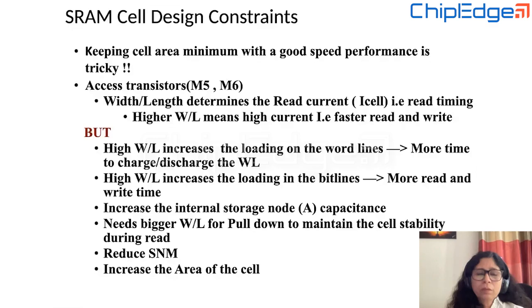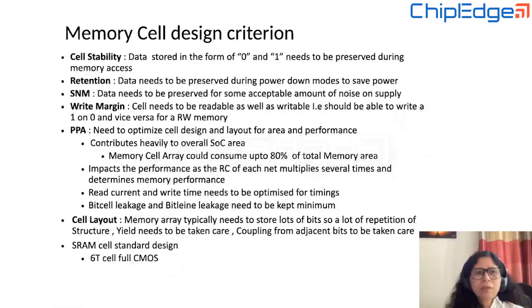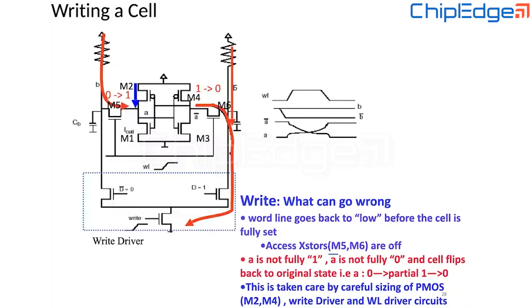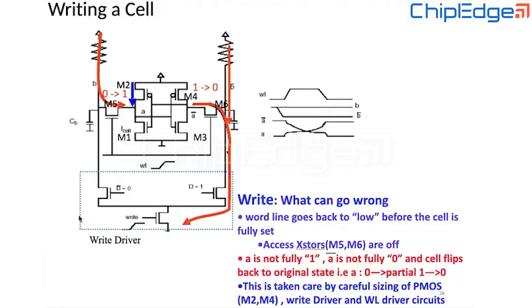Okay. So now those were the design criteria which we have to keep in mind. And also, I want to tell you what the constraints in the sizing are. We cannot choose whatever size we want. There are pros and cons of increasing the access transistor size, increasing the PMOS size, increasing or decreasing the NMOS size. So we will go about them one by one. If we talk about access transistors, I mean these M5 and M6, which were connected to word line and bit line.